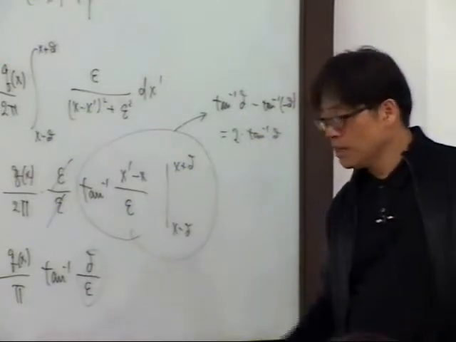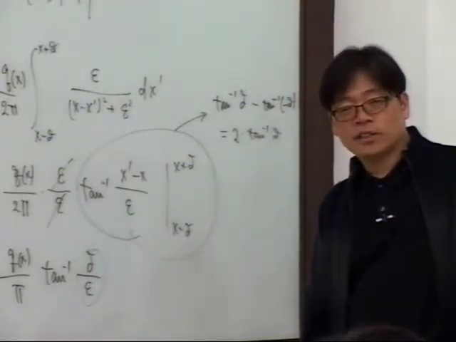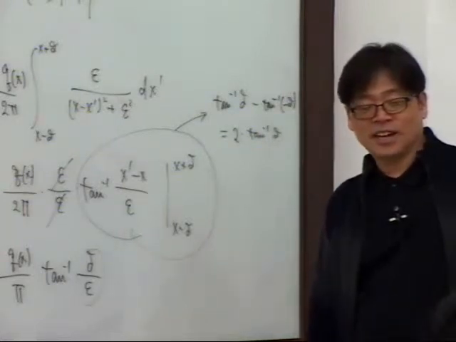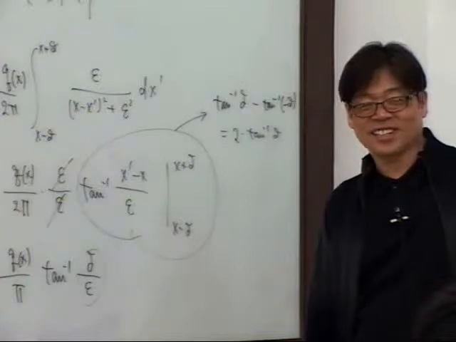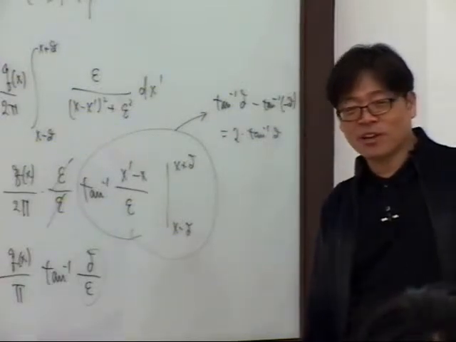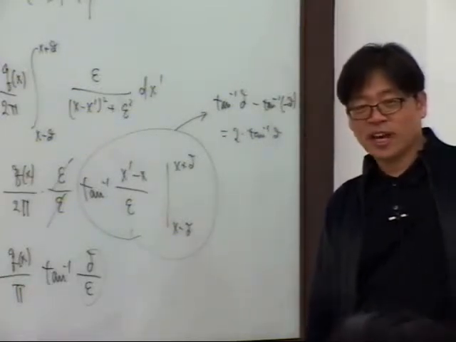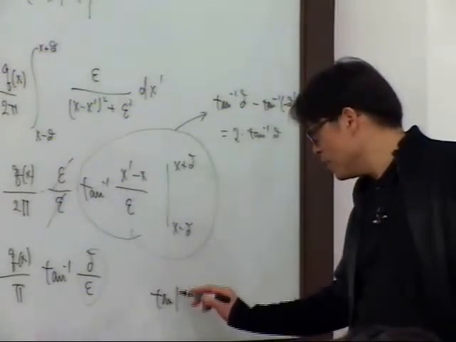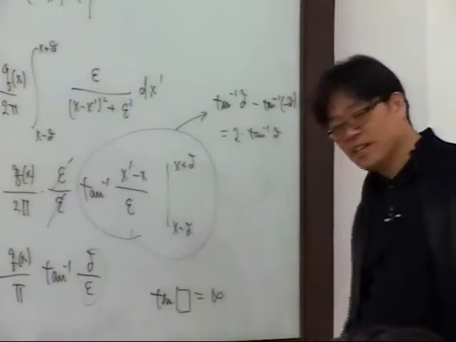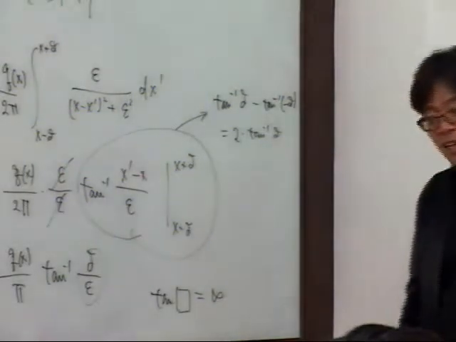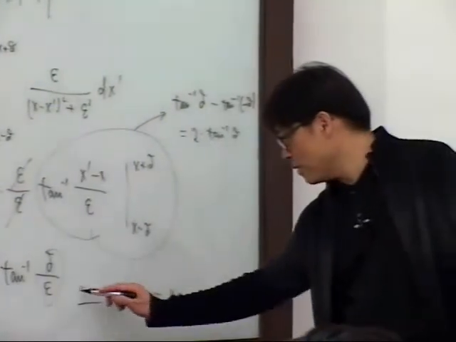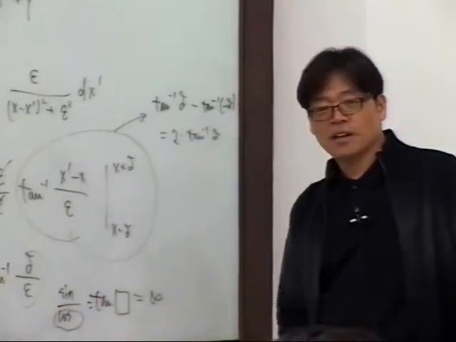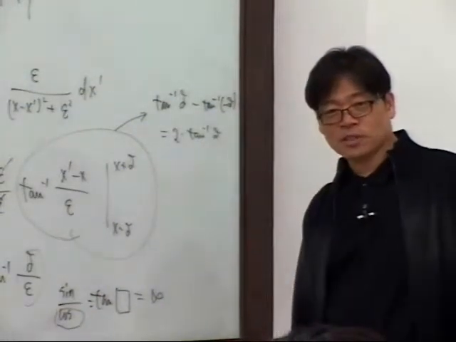So what is this? Arctangent infinity. I hope you know what the arctangent function is. So tangent is sine divided by cosine. So that goes to infinity. So tangent of something goes to infinity, and that something has to be, since this is sine divided by cosine, cosine has to go to 0. So the angle is pi over 2.